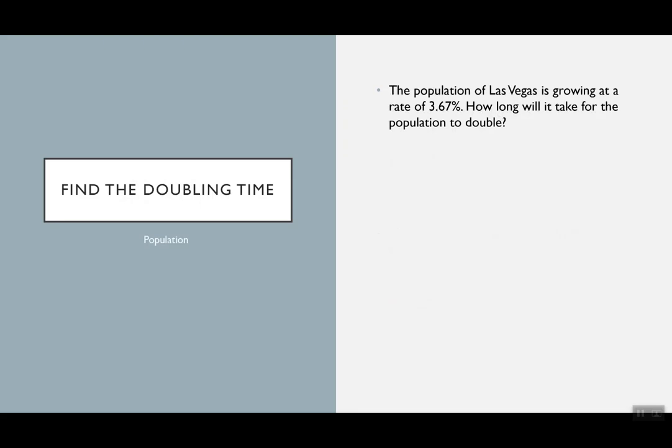All right, so let's start with this. The population of Las Vegas is growing at a rate of 3.67%. So if it continues to go this way, how long will it take for the population to double? So our formula was, this one is doubling time because it's a growth. So it's the natural log of 2 over r. All right. So my time, how long it's going to take to double, will be the natural log of 2 over r. And remember, we always express percentages as decimals.